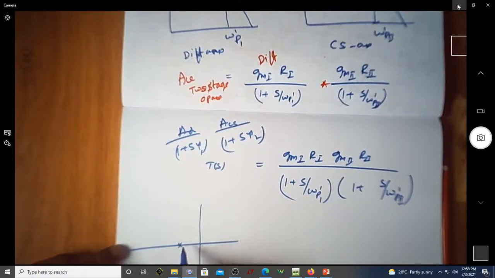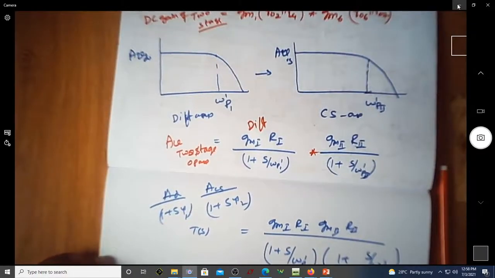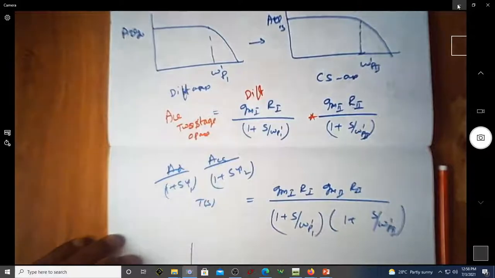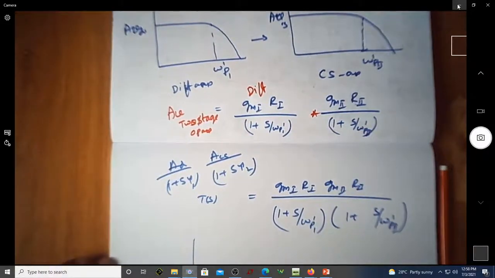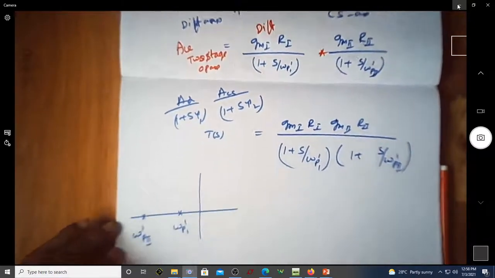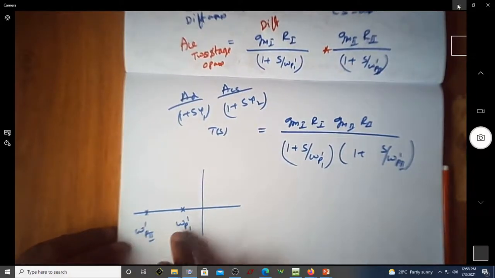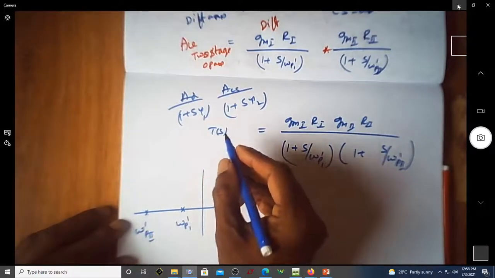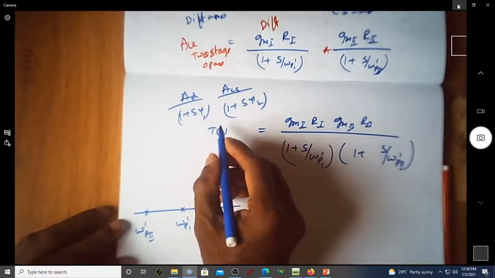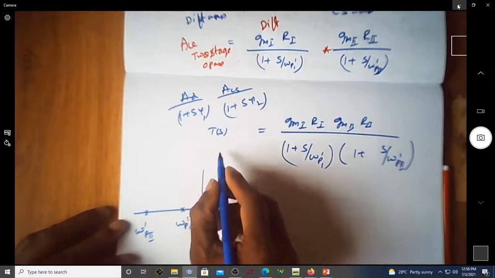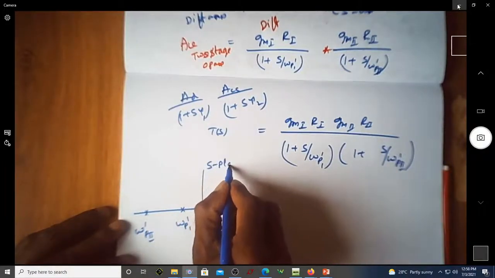I can write it as, because we are assuming that this has got lesser frequency, omega p1 dash, and this is omega p2 dash. So this is the location of the open loop poles of the overall two-stage op-amp in the S-plane.